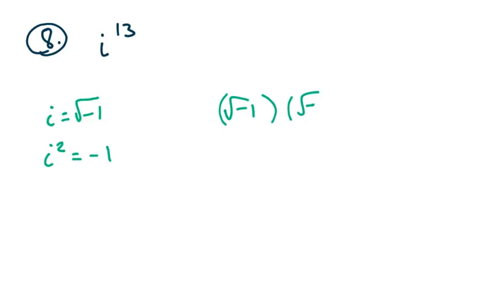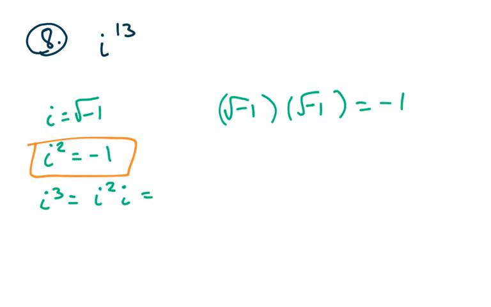Now comes an interesting part, which is we're asked to figure out what i to the 13 is. Well, we were talking earlier, we said i equals the square root of -1. We know i squared is negative 1, because it's the square root of negative 1 times the square root of negative 1, which is negative 1. So i cubed would be i squared times i. And we know that i squared is negative 1, so this becomes negative 1 times i, or simply negative i.